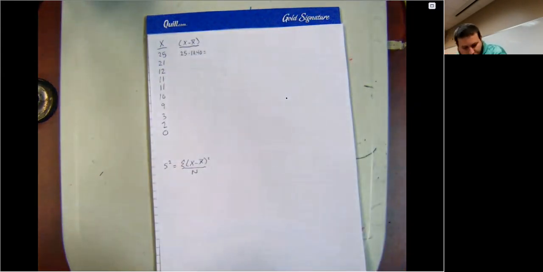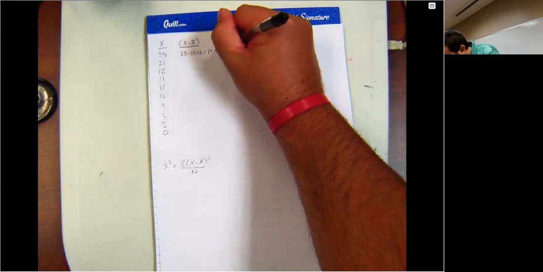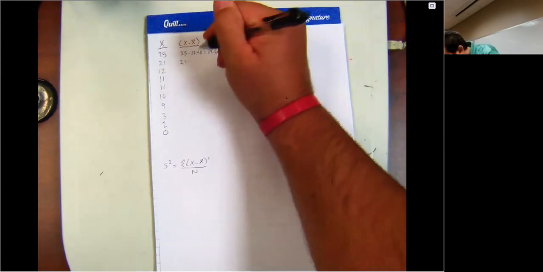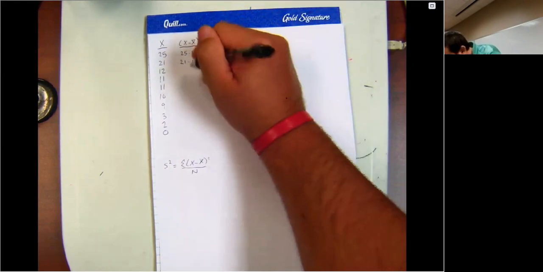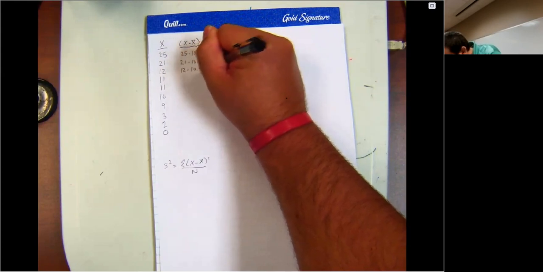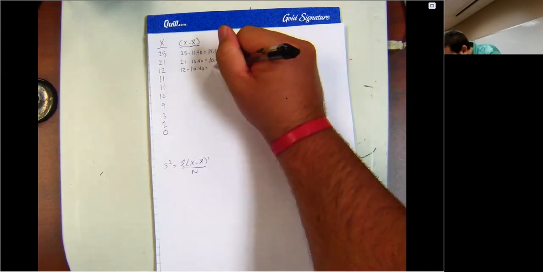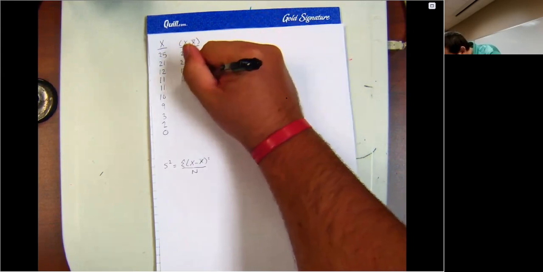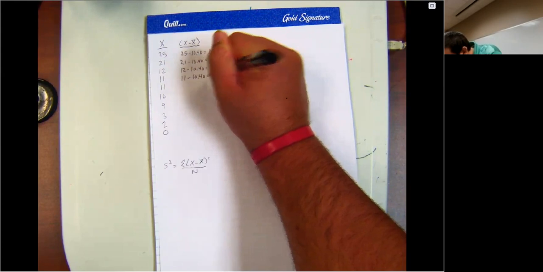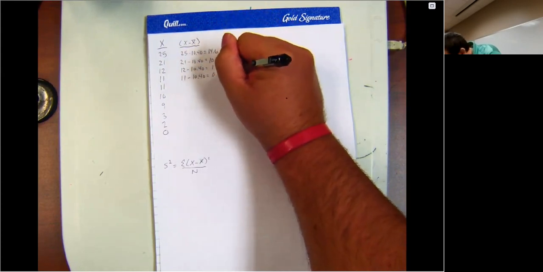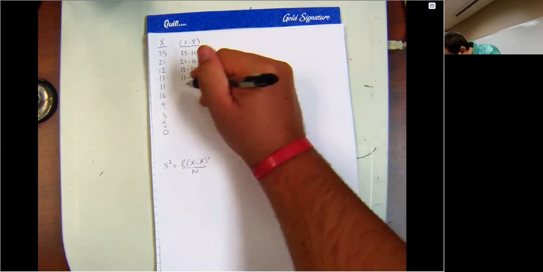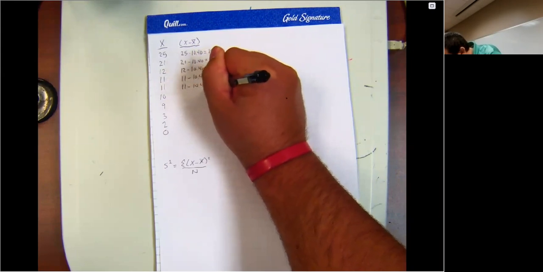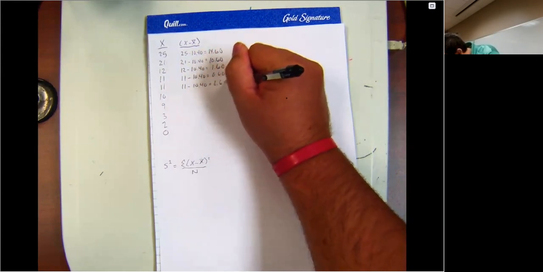25 minus 10.4 is a difference of 14.6. 21 minus 10.4 is a difference of 10.6. 12 minus 10.4 is a difference of 1.6. 11 minus 10.4 is a difference of 0.6. And we had 2 of those. 11 minus 10.4 is another 0.6.